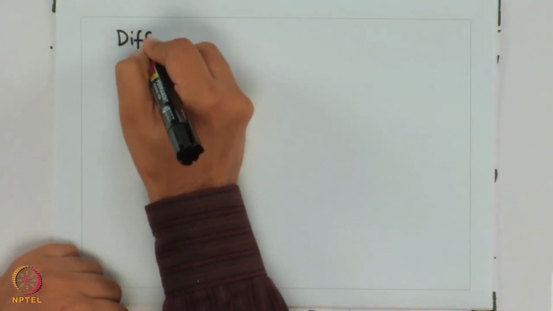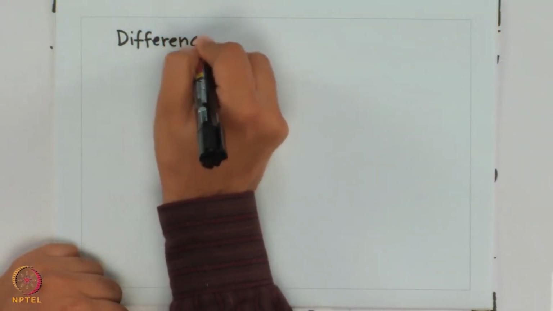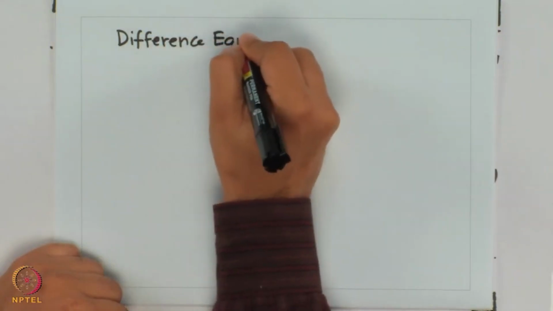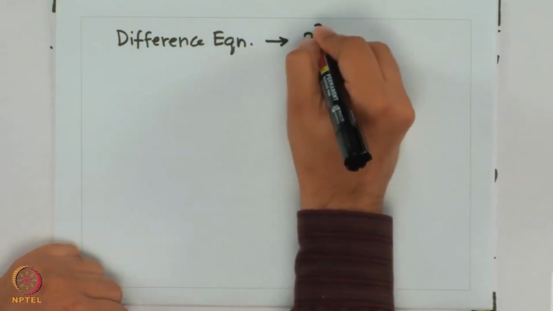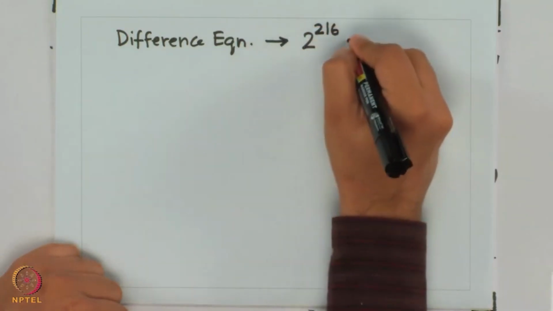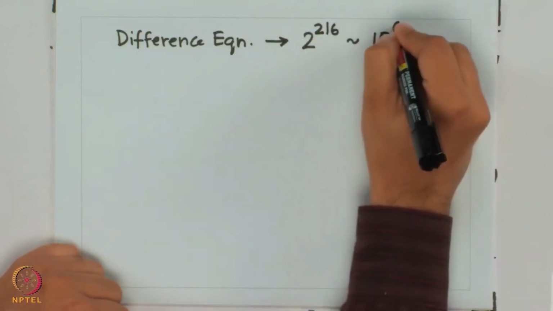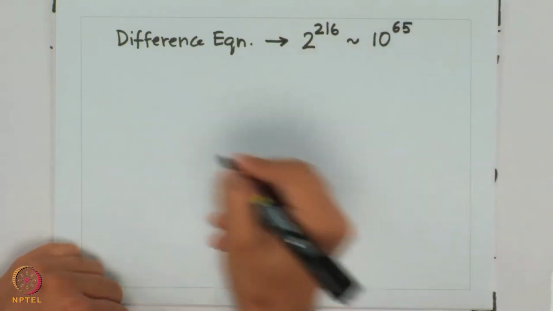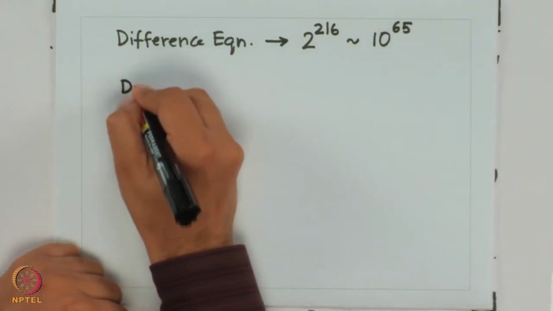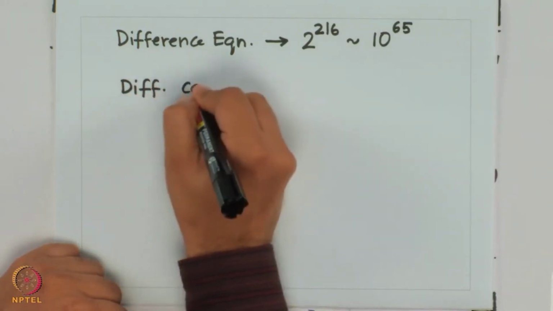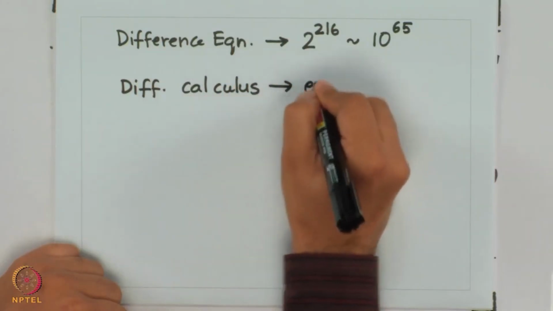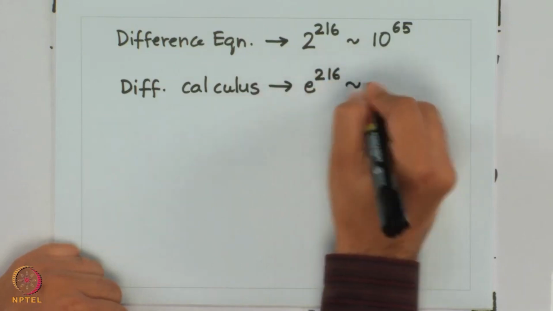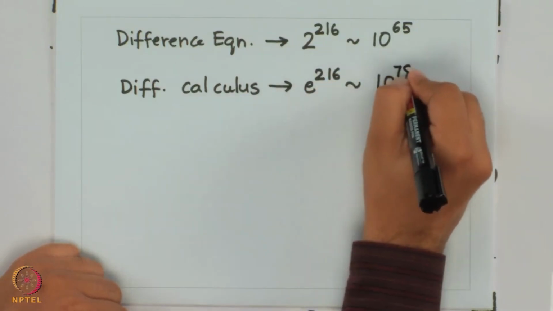In the difference equation formulation, our answer after 3 days of unconstrained growth of E. coli was 2 to the power 216, which is roughly equal to 10 to the power 65. And the answer that we got from differential calculus was e to the power 216, which is roughly equal to 10 to the power 78.